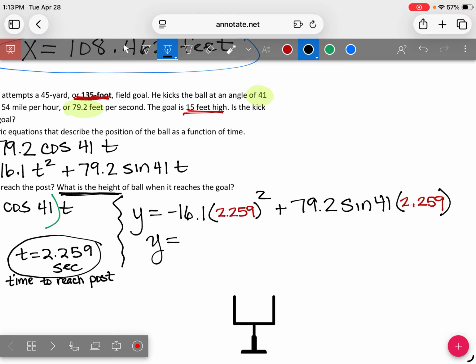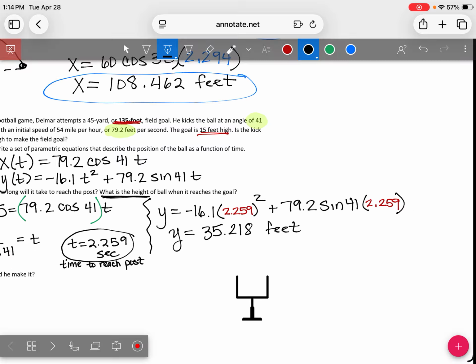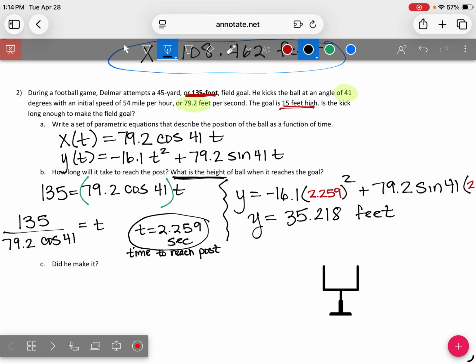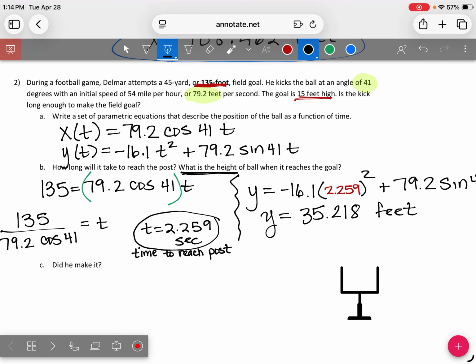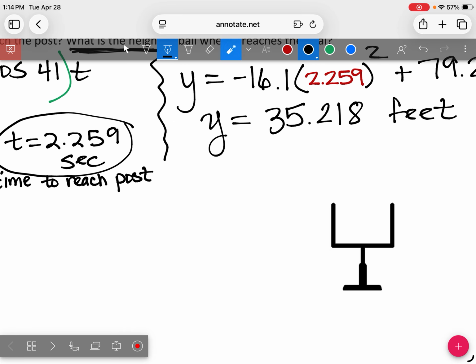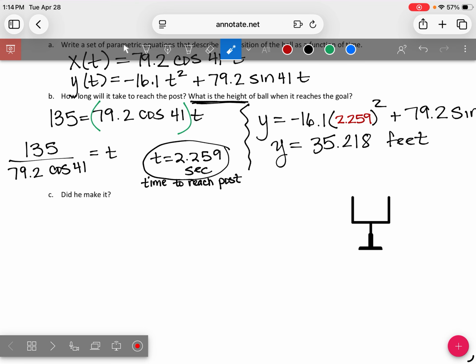So we got 35. Who got 35.218 feet? So in football, is that high enough to clear the goal? How high is the goal? How many feet is the goal? 15. So we want it to go over, right? So is the 35 over? So the answer would be yes. Yes, because the height, and you don't have to write this explanation, is higher than the post.